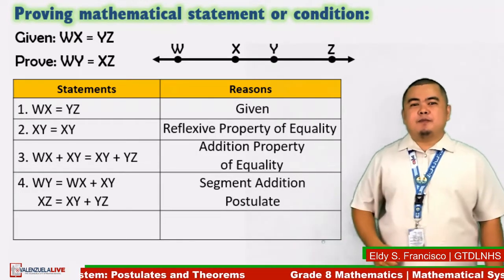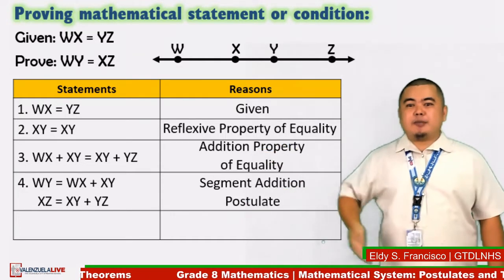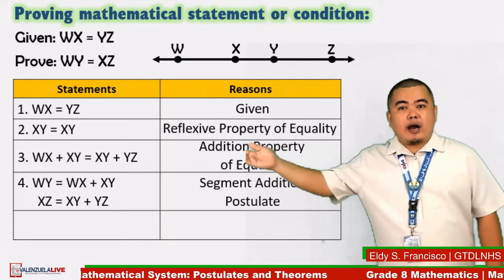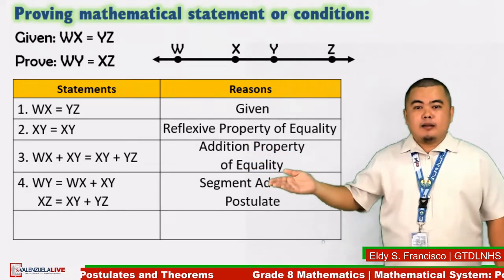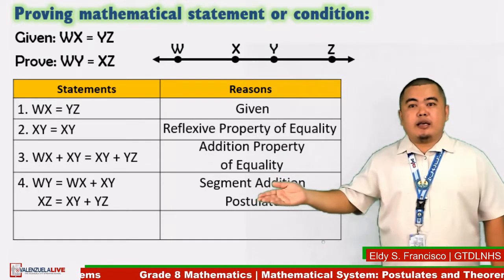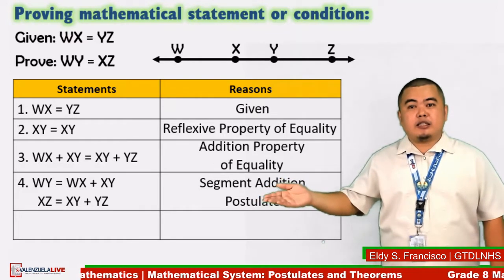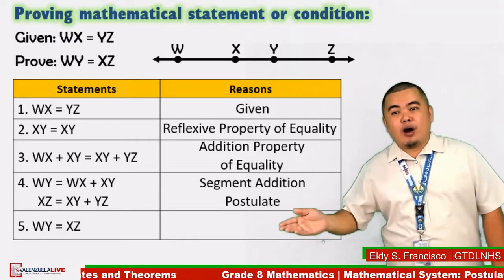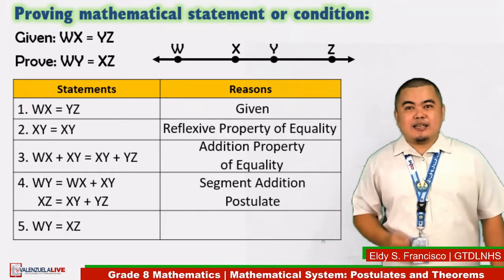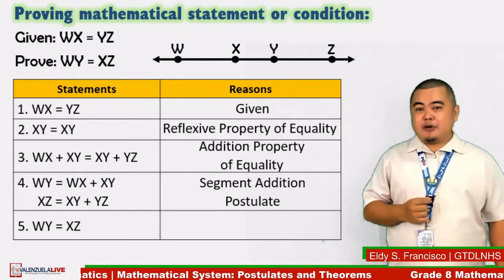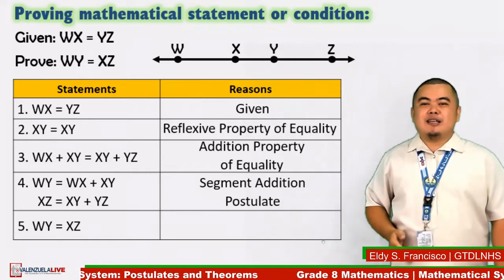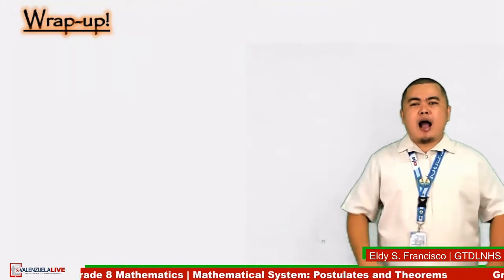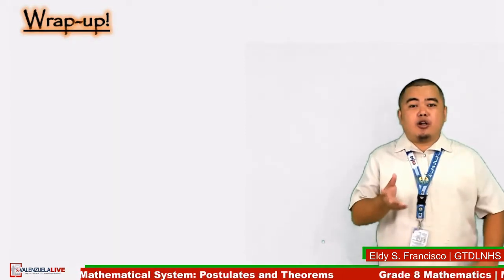And for our last statement, based on the third and fourth statements, since WX plus XY is equal to XY plus YZ, and WY equals WX plus XY, XZ is equal to XY plus YZ. Therefore, yes, WY is equal to XZ. What is the reason? Okay, what do you think the reason? Yes, the reason is transitive property. All right, very good.